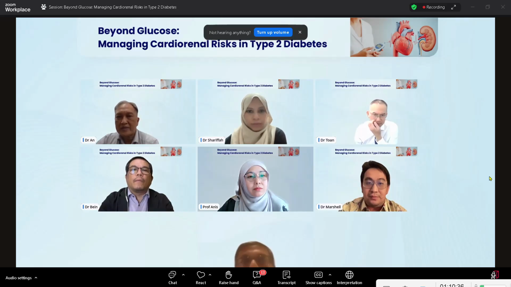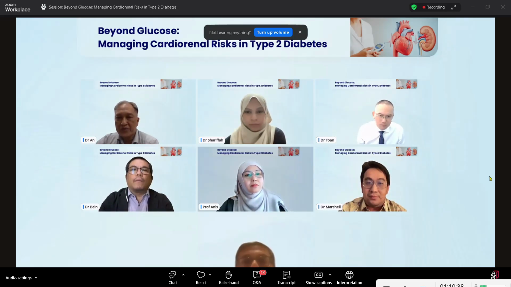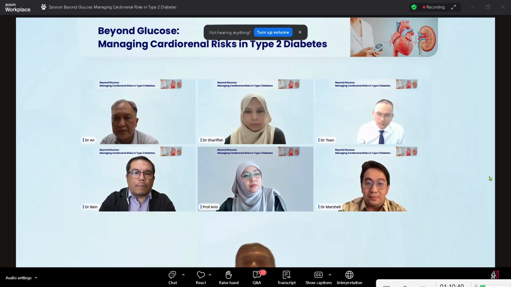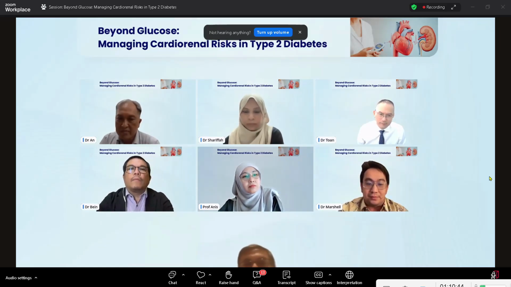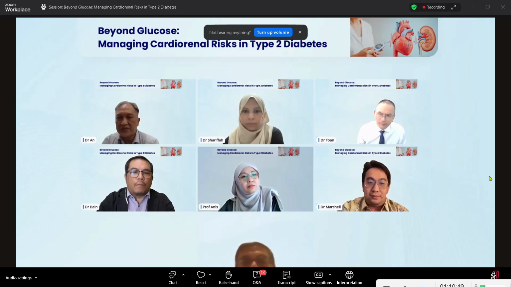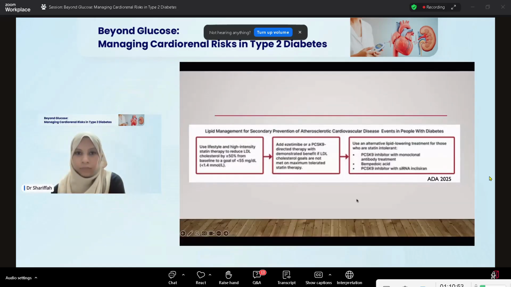Number two, the secondary prevention: LDL needs to be reduced by at least 50% from baseline, to a target under 1.4. Is there any exact time or duration to achieve the target?